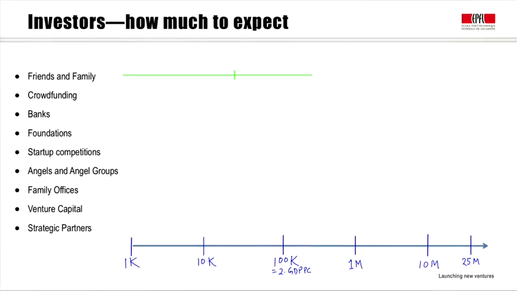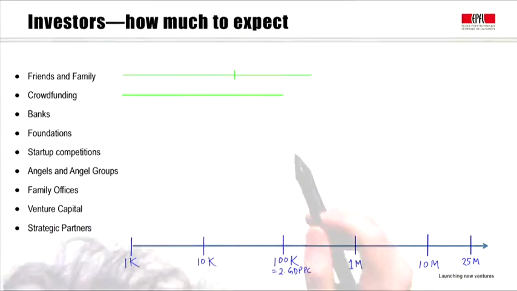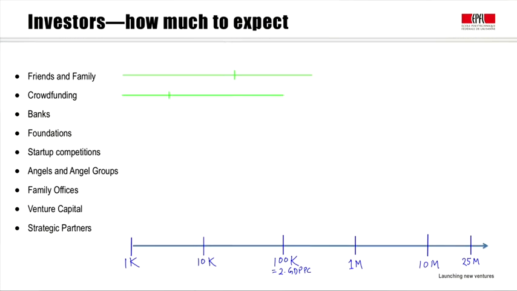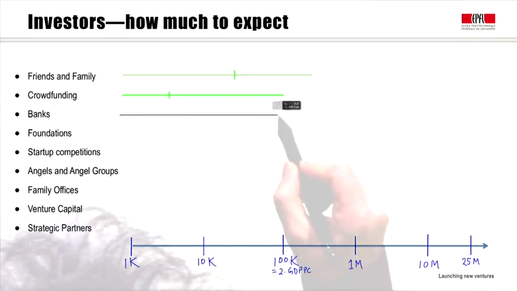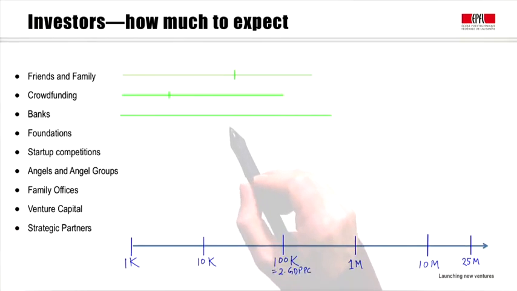Crowdfunding is where you use an internet-oriented platform to reach a large number of anonymous people. And there, it's even less than friends and family. On the order of 7,000 will be a typical amount. For banks, you're taking a loan from a bank. A typical amount lent is 25,000 or so, and the range might be anywhere from the lowest amount, 1,000, to even up to 500,000.